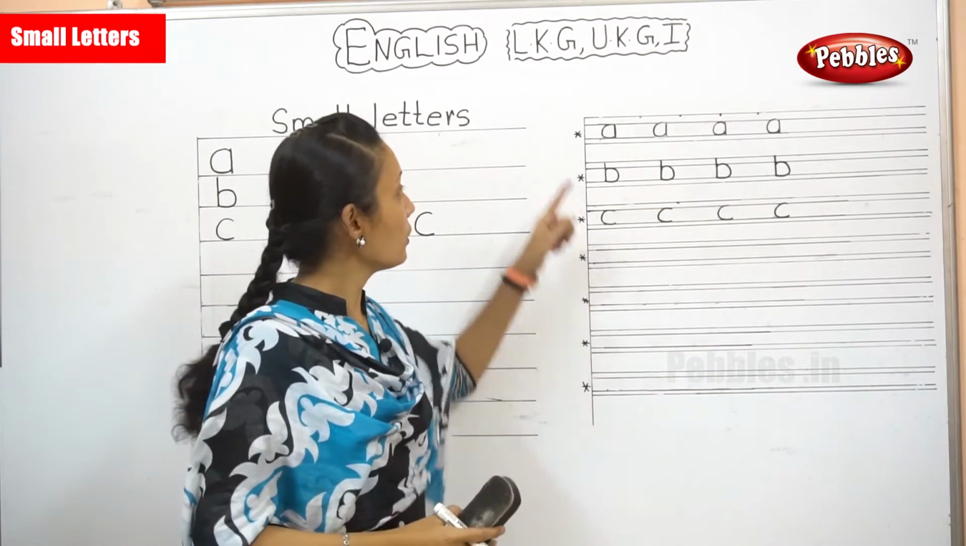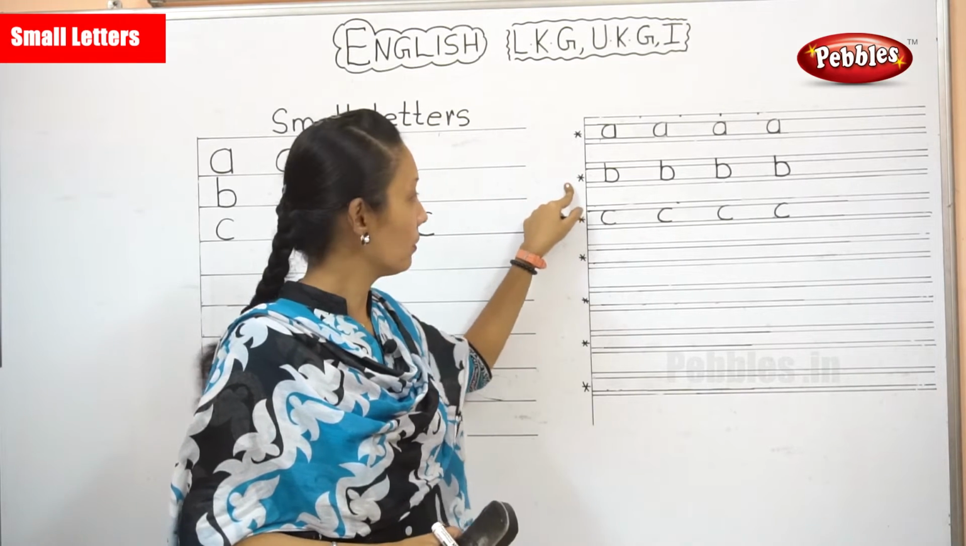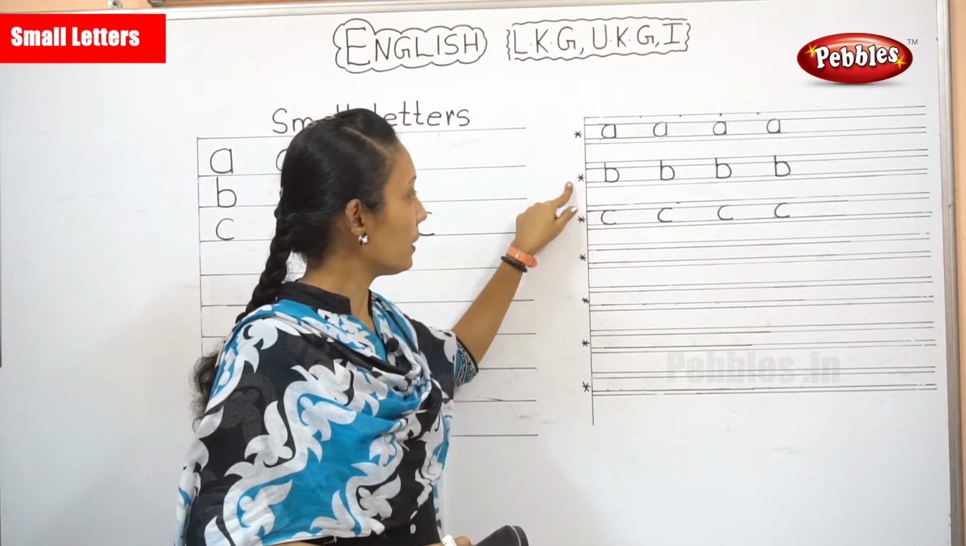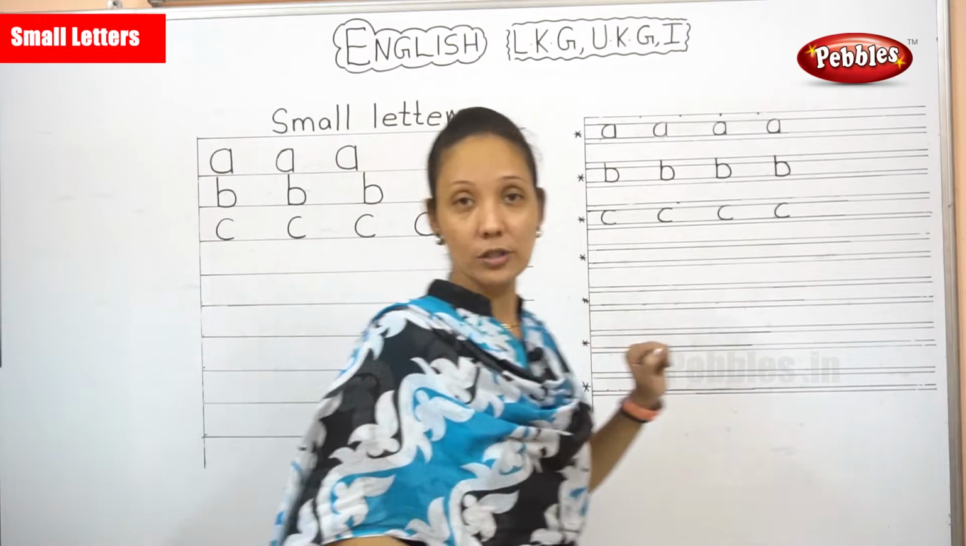Okay, so you have finished 3 alphabets A, B, C. Small a, small b, small c. Now after C, what is your alphabet?